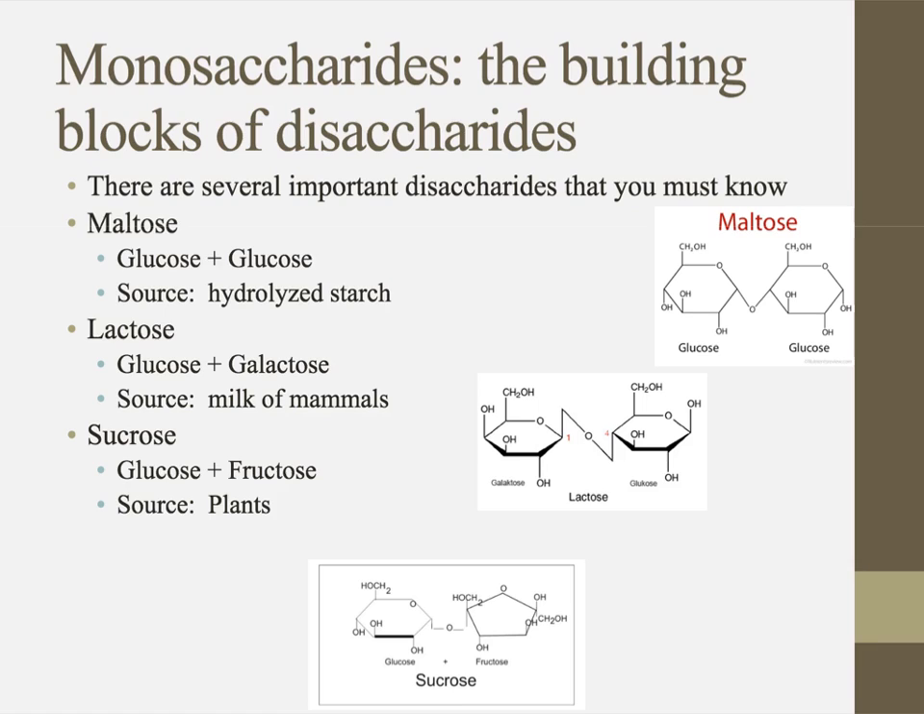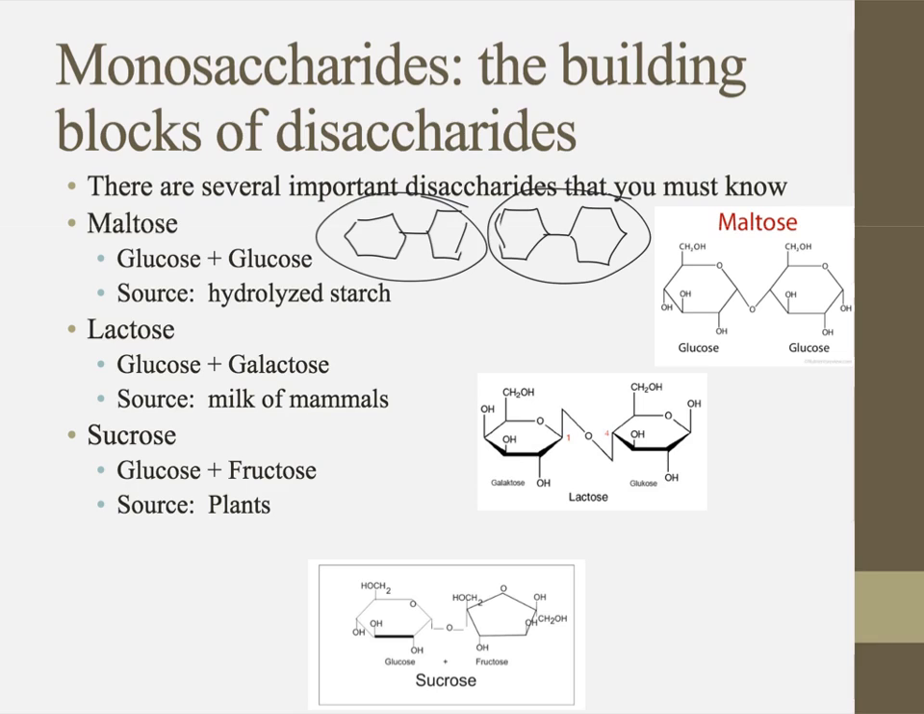Okay, so starch, as we're going to find later, is made by connecting lots of glucoses together. When we hydrolyze that or split it, it's going to split into molecules of maltose. So maltose are our disaccharides.